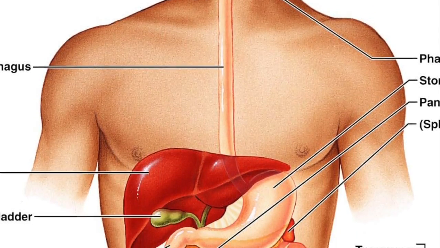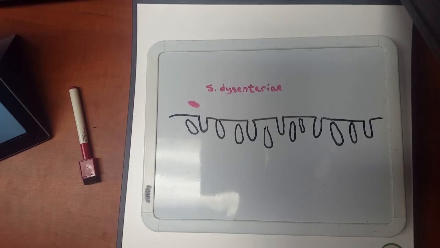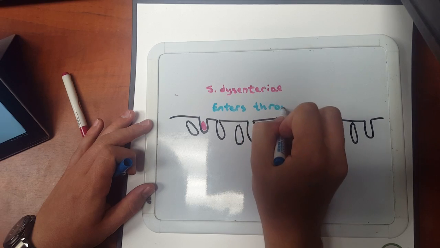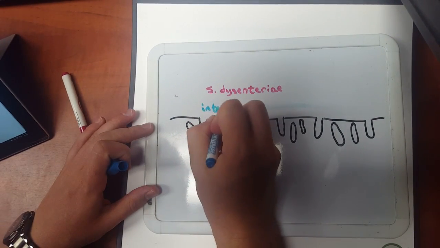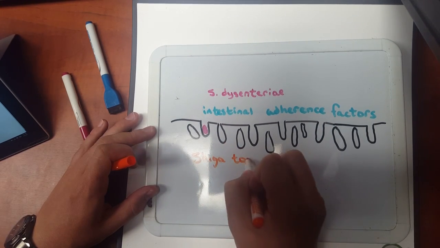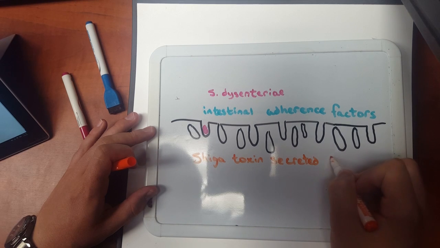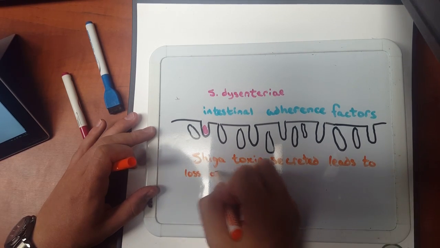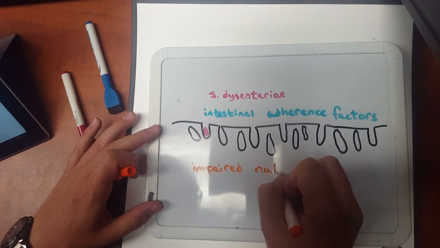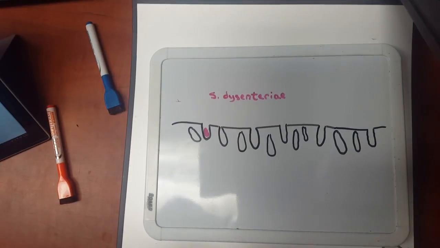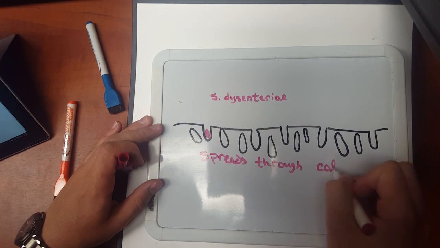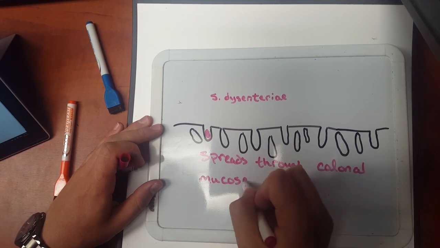What does the bacteria do once it's inside its host? Shigella dysenteriae enters epithelial cells through intestinal adherence factors. Once inside the epithelial cell, Shigella will release the Shigella toxin. Shigella toxin secretion will lead to a loss of electrolytes and impaired nutrient absorption. Shigella will spread through the colonic mucosal layer, infecting adjacent epithelial cells while killing its current host.